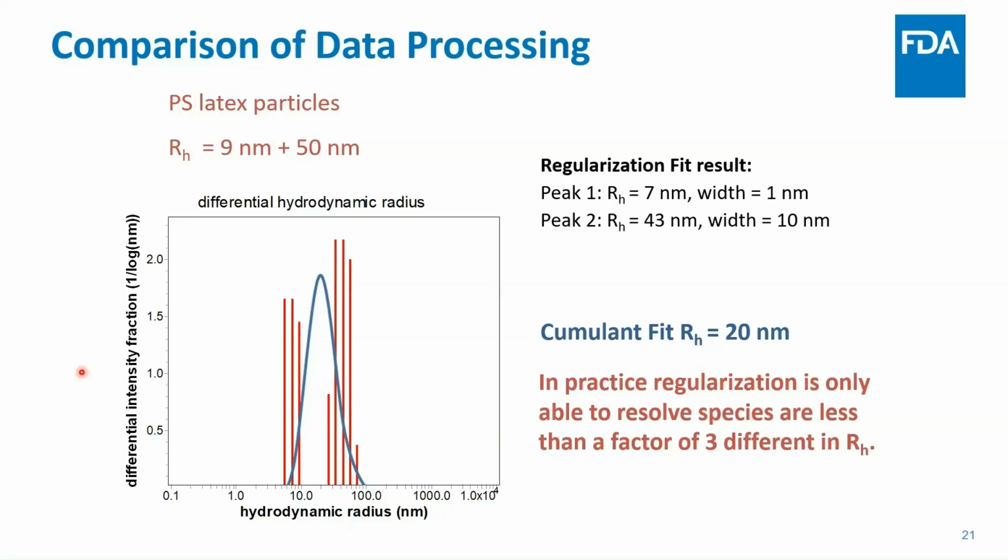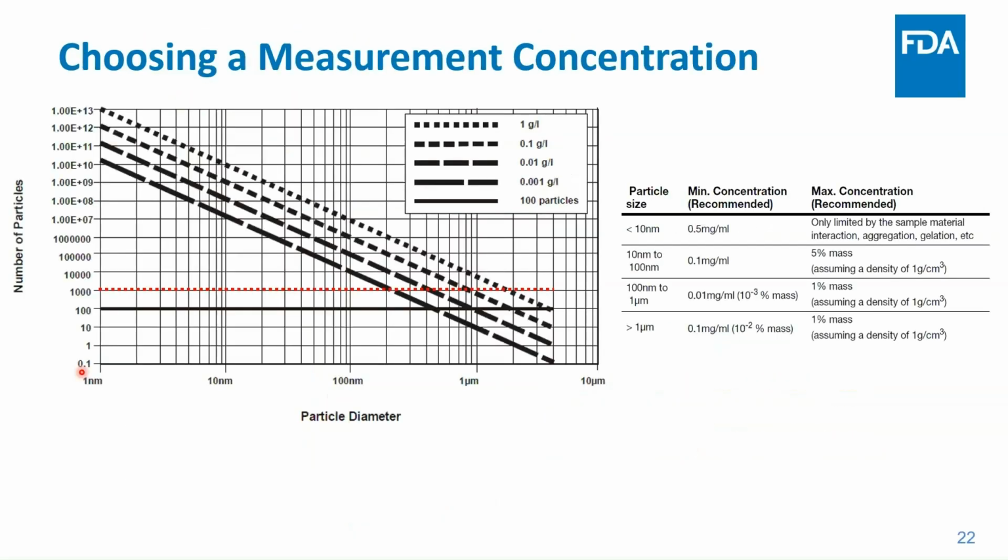So now we're going to talk a little bit about some of the limitations that we mentioned earlier. And the first thing whenever you do an experiment is you have to choose sample concentrations. And so there's a lot of different versions of this. This is actually from the Malvern Handbook, and I find it very useful.